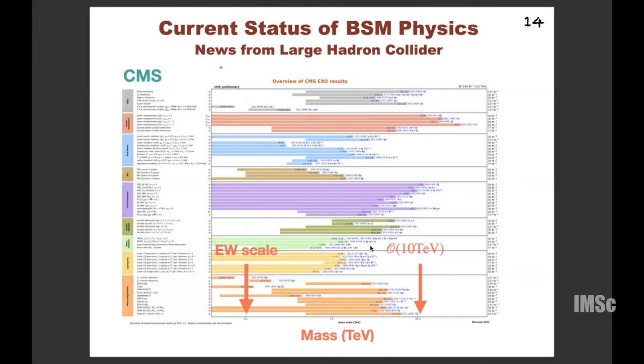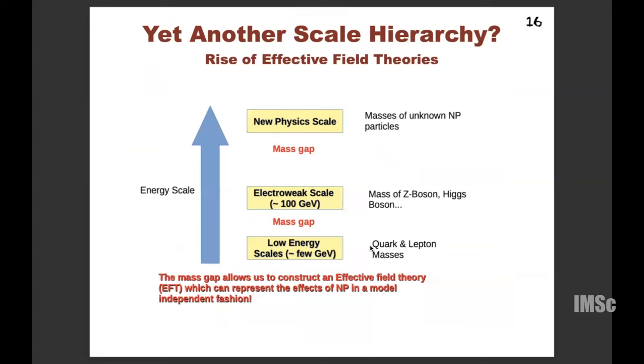Okay, so how do we interpret the current situation? We have this scale of about 2 GeV, then the electroweak scale of 200 GeV, and up to 2 GeV we haven't seen anything. So it looks like there's another gap between the electroweak scale and the scale of new physics where we are expecting particles. Like we had a scale gap between 2 GeV and the electroweak scale, with some particles between them, similarly there seems to be another scale gap.